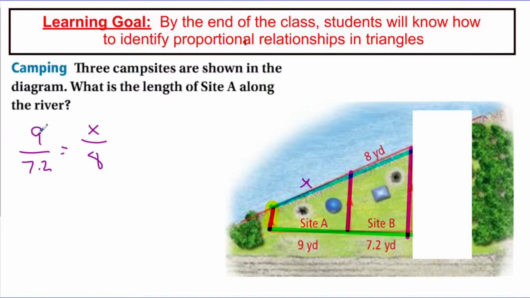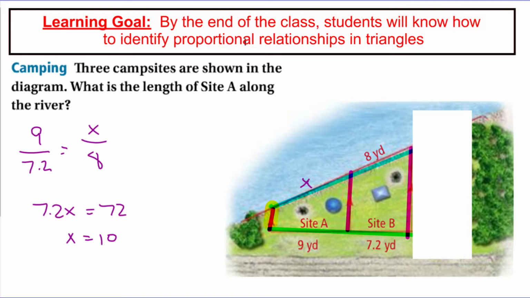So if you notice how this is set up, the 9 is from site A, and the x is also from site A, so I'm trying to keep those parts together. So I can solve this one. I can cross multiply: 7.2 x if I multiply the two mean values, and if I multiply the two extreme values, I get 72. If I divide both sides by 7.2, I get that x is equal to 10, which means that this little segment of the coastline has to be 10 yards long.